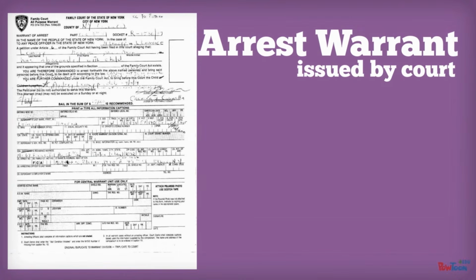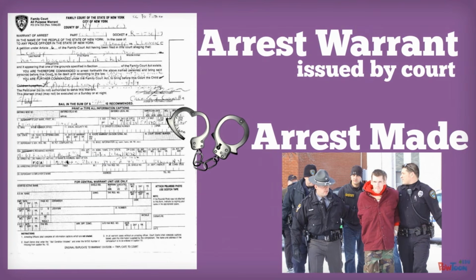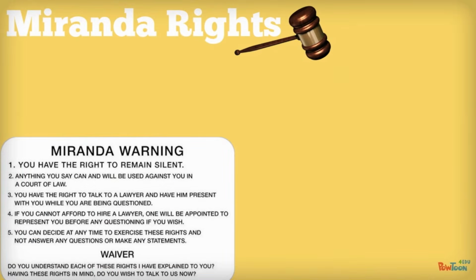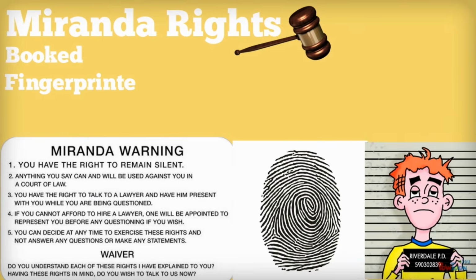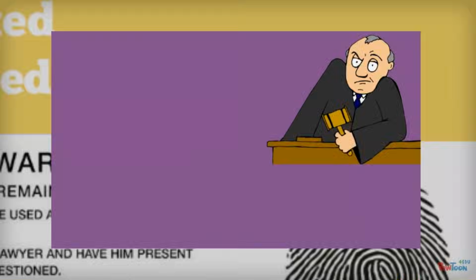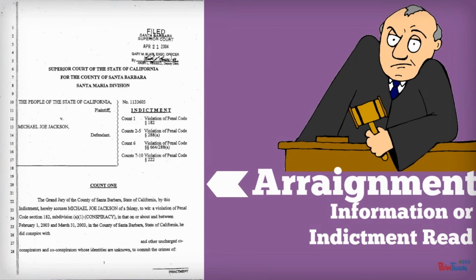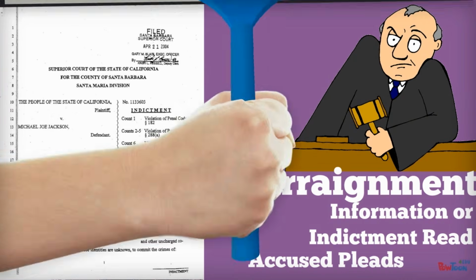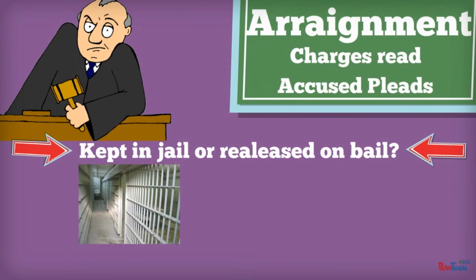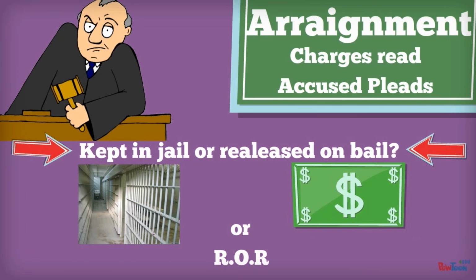Then there's an arrest warrant issued by the court and an arrest is made. The Miranda rights must be read. The defendant is booked, fingerprinted, and photographed. Then an arraignment is held where the information or indictment is read and the accused pleads guilty or not guilty. They can either be kept in jail or released on bail or released on their own recognizance.